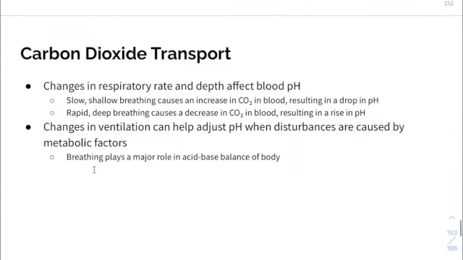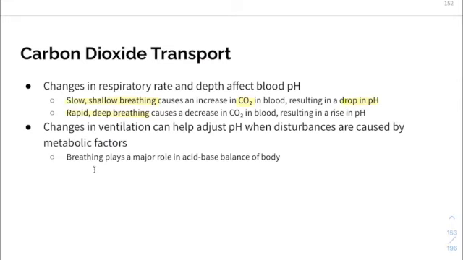So what happens if you take some slow, shallow breaths? It actually causes more carbon dioxide in the blood. We have more carbon dioxide, our pH drops. What if you're breathing really fast and shallow? Or sorry, rapid deep breathing. I read that wrong. So this is slow, shallow breathing, increases carbon dioxide.